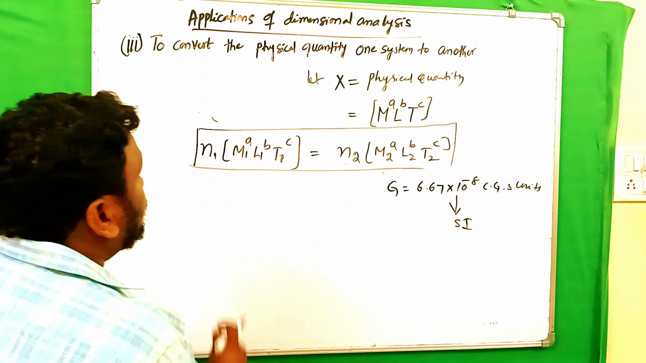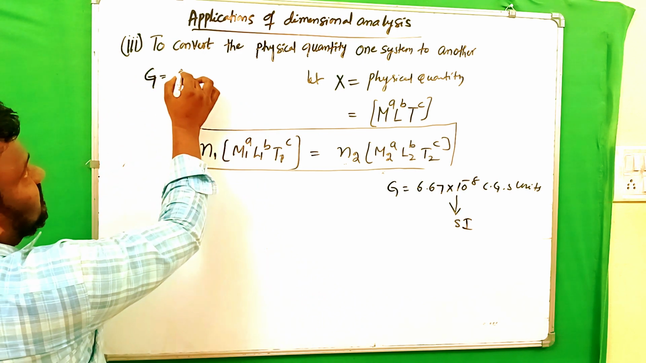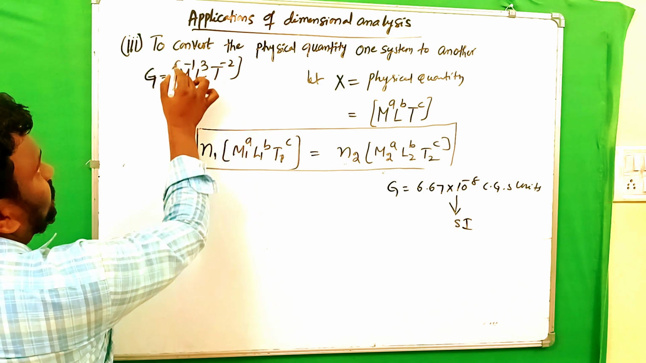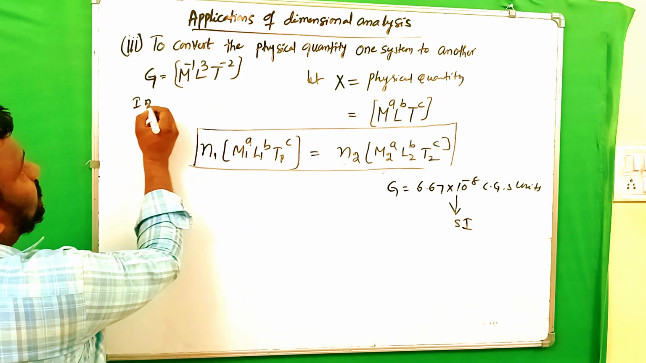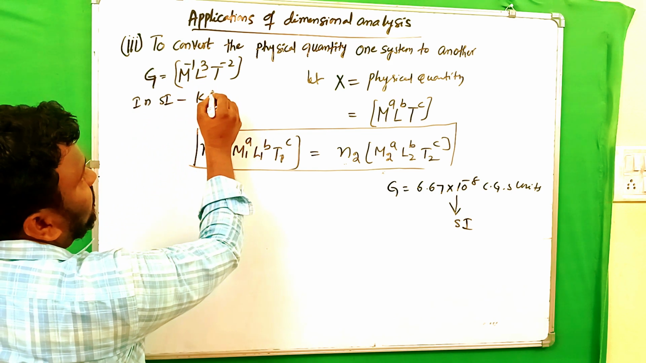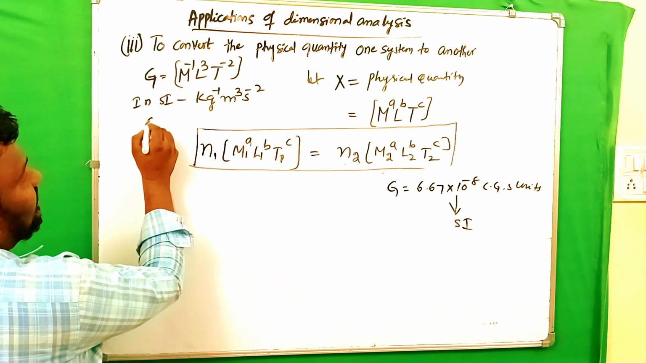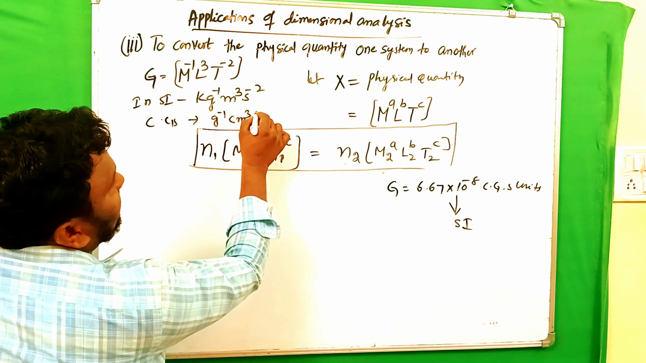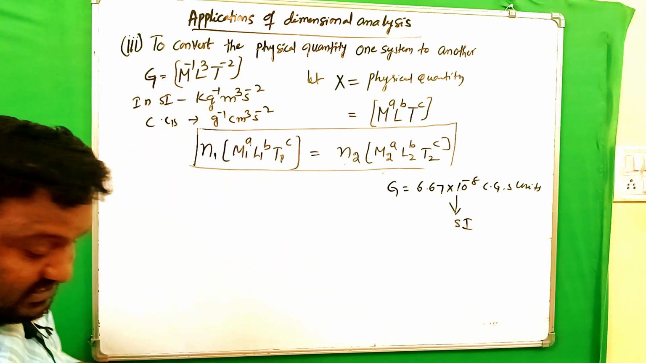Let's see. To do that, first you have to know the dimension formula of capital G. That is M inverse 1, L cube and T inverse 2. Clear? So in SI we need kg inverse 1, meter cube, second inverse 2. In CGS, gram inverse, centimeter cube and second inverse 2. When we have an idea about all these things, the conversion is very simple.